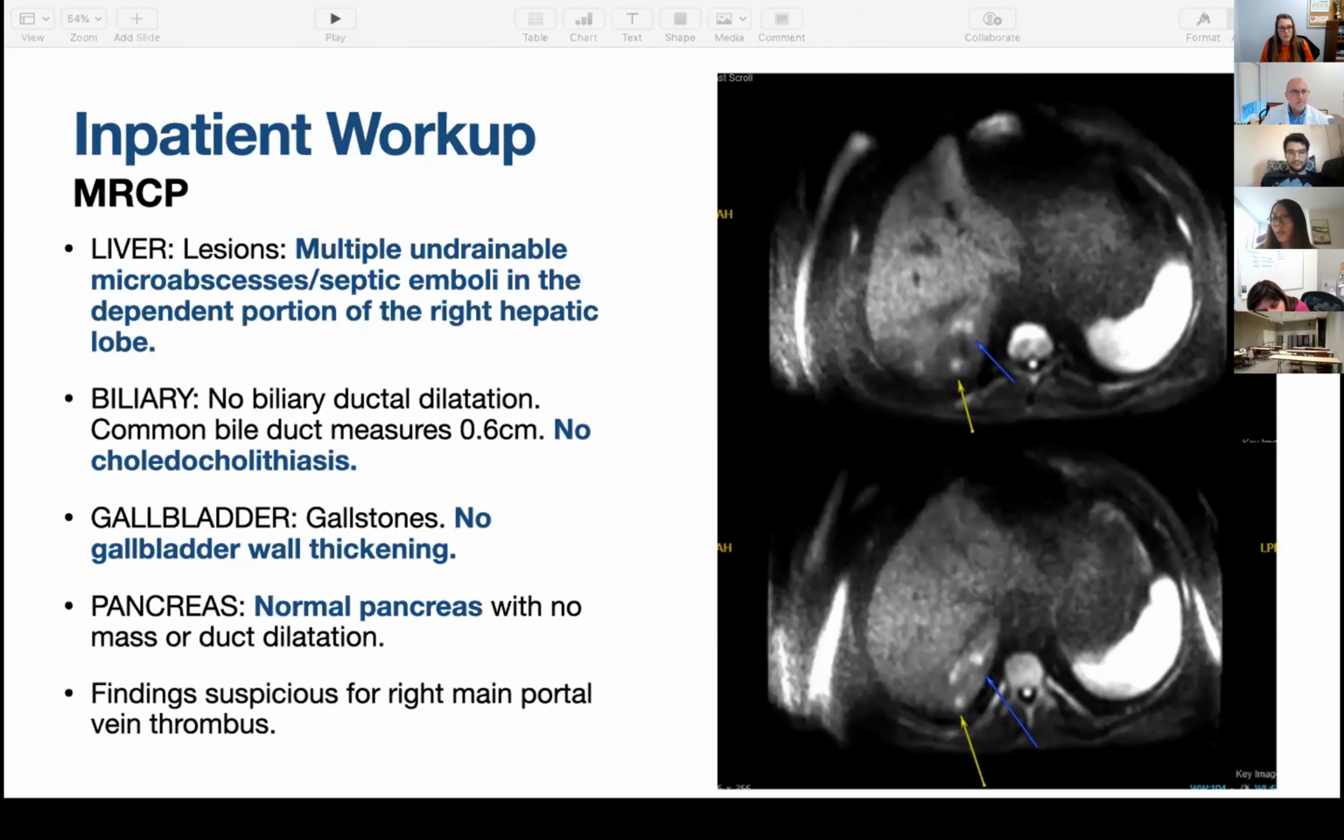And we also did an MRCP per GI's recommendation. So his liver lesions turned out to be non-drainable microabscesses versus septic emboli in the dependent portion of the right hepatic lobe. And for his biliary system, no biliary ductal dilatation, common bile duct measured 0.6 centimeters, and there was no cholecystitis. His gallbladder had gallstones, but there was no gallbladder wall thickening. His pancreas was normal without any mass or duct dilatation. And the findings also suggest right main portal vein thrombus.